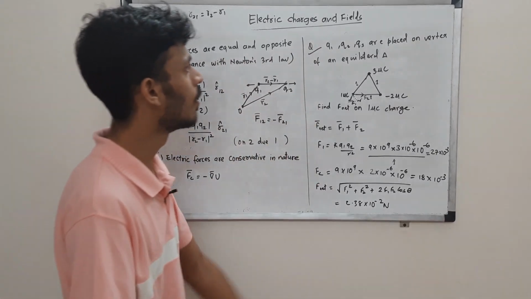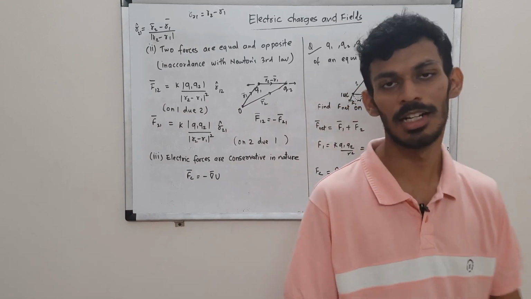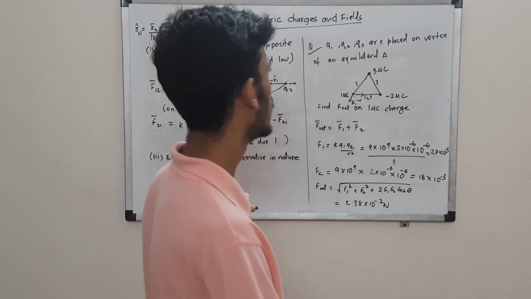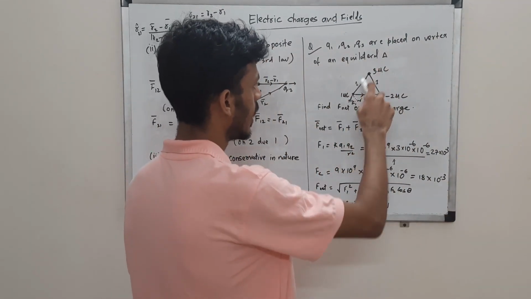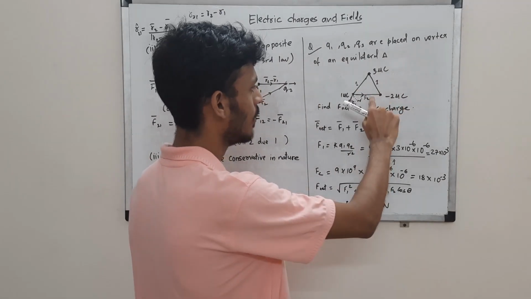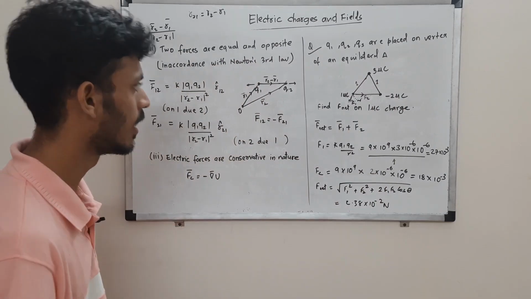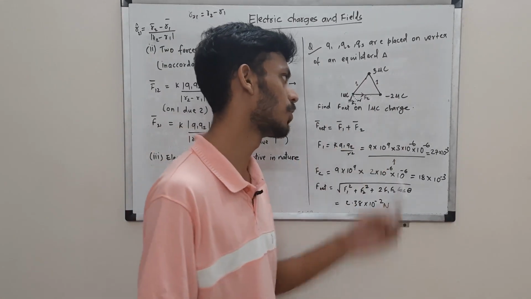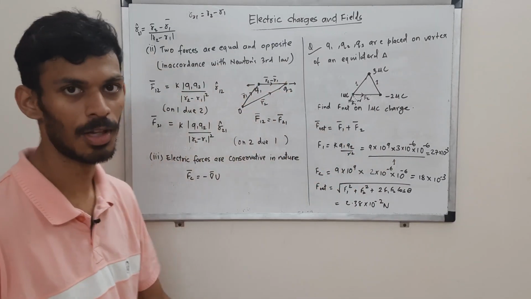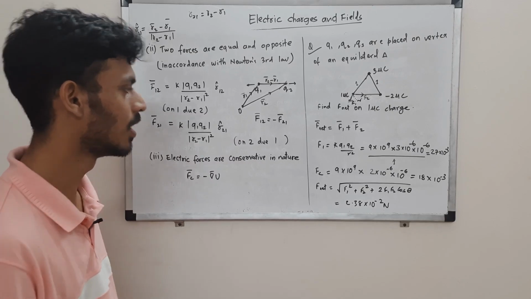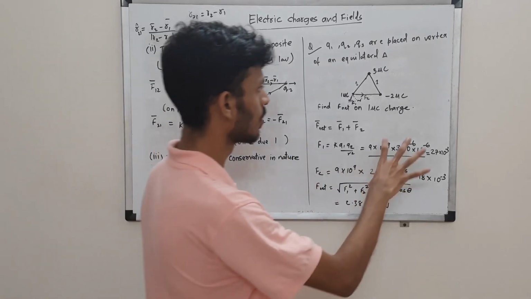Now let's come to this one. This is an illustrative problem. We have Q1, Q2, Q3 at the vertices of an equilateral triangle of side 1 meter. Each side of this equilateral triangle is 1 meter. You are supposed to find the net force on this 1 microcoulomb charge. It's very simple, I'll just go through it.